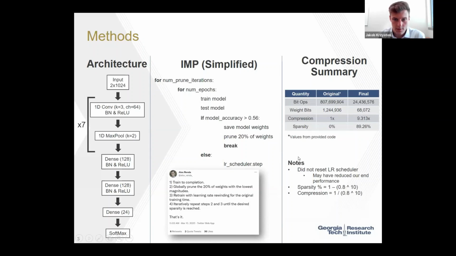And so just some quick notes. In hindsight, we actually did not implement the learning rate scheduler correctly, so there may have been some performance left on the table. That's something we hope to revisit. And here's quickly how we computed the sparsity percent compression ratio. We had 10 iterations of pruning, and we kept 80% of the weights every time. That's how we were able to get these numbers, in case anyone was curious.